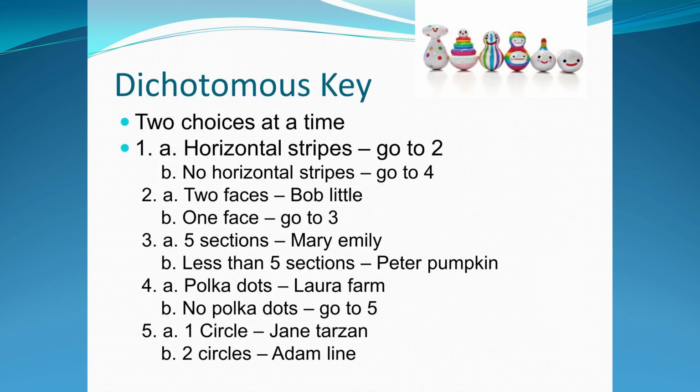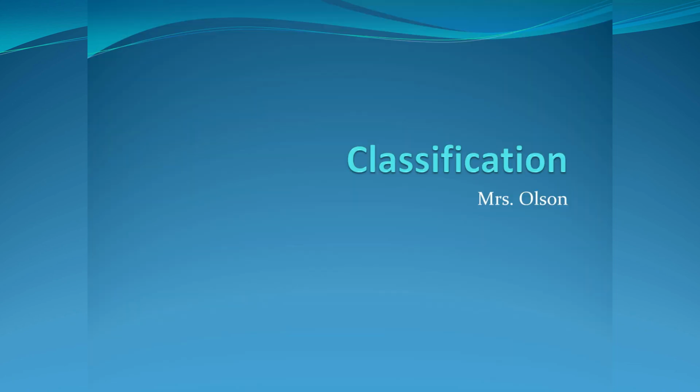Let's try to identify the first one on the left. So one says horizontal or no horizontal. I don't see any horizontal stripes on that guy, so I'm going to go to 4. Polka dots or no polka dots? There's polka dots. So her name is Laura Farm. Now those kind of keys, some are silly and some are real, but I should be able to give you a key and you should be able to identify the organisms in there. Well, that's it. That is the information that you need to show mastery of for our test for next time.